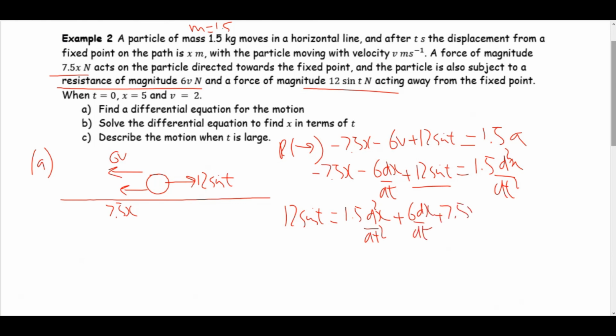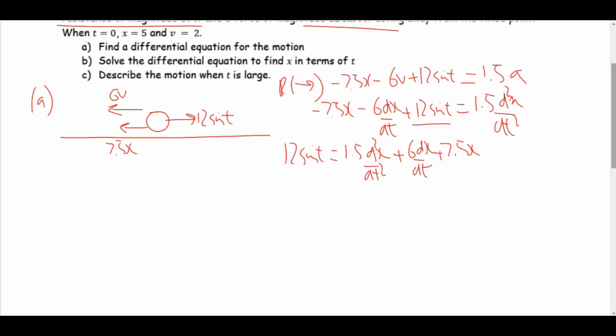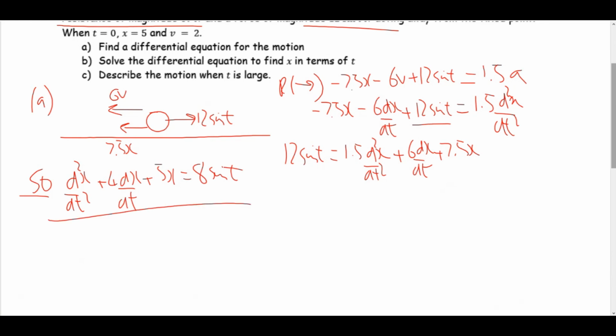plus 7.5x. And you can actually make the numbers slightly nicer by dividing throughout by 1.5. And I'm going to switch the two sides over as well, because that's our standard form. So the differential equation that this turns into is d2x by dt squared plus 4 dx by dt plus 5x is equal to 8 sin t. That's the differential equation for part A. So that's just dividing through by 1.5 to simplify the coefficients and getting all the differential terms and the x terms on one side and switching them over.